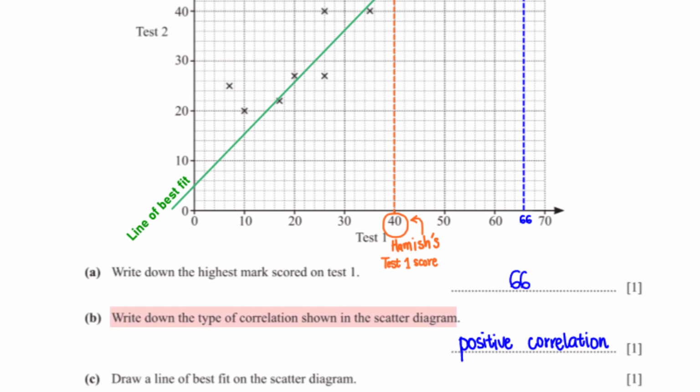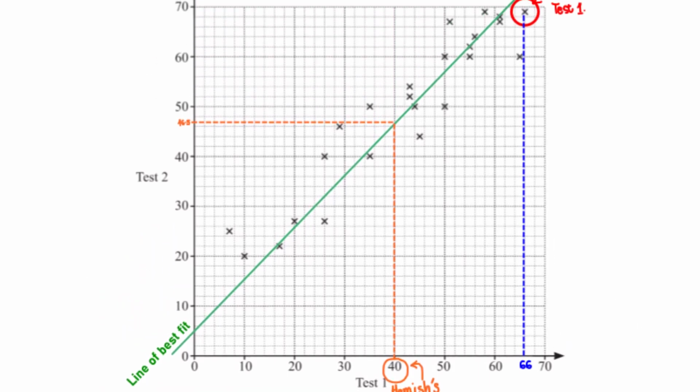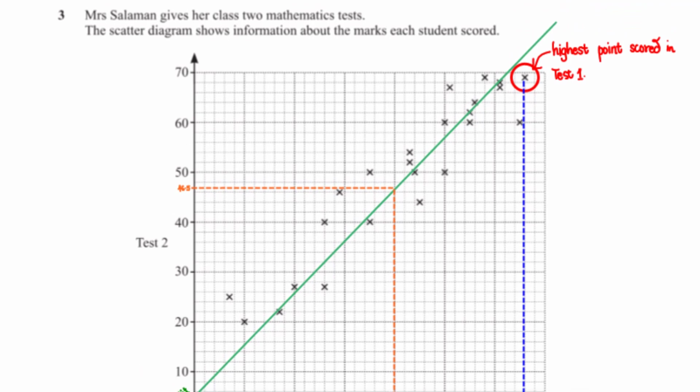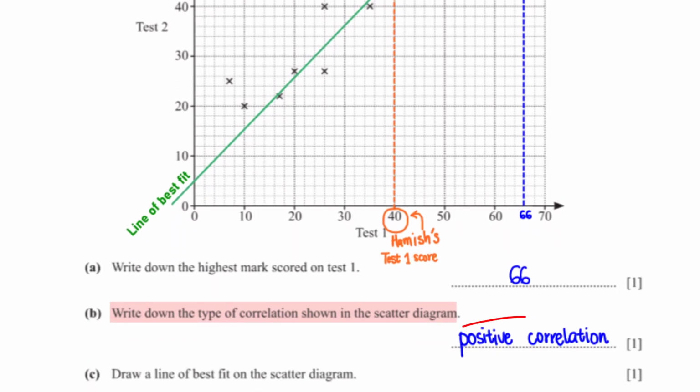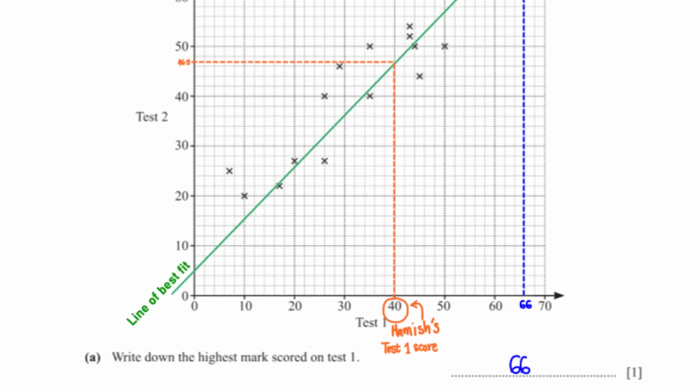Write down the type of correlation shown in the scatter diagram. So from the graph, we can see that a general increase in the scores for test 1 leads to a general increase in the test 2 scores. And so this is a positive correlation. Draw a line of best fit on the scatter diagram. So to draw your line of best fit, the general rule of thumb is to draw the line through the maximum number of points while balancing an equal number of points above and below the line.